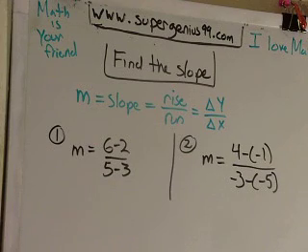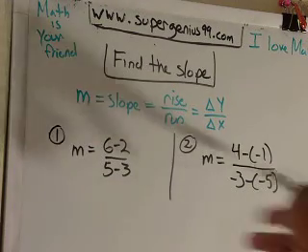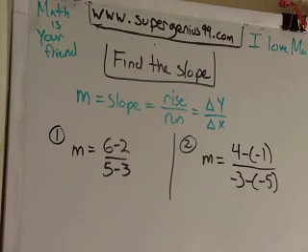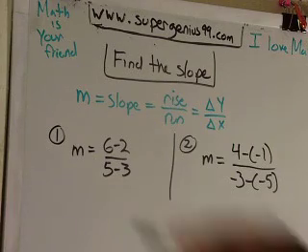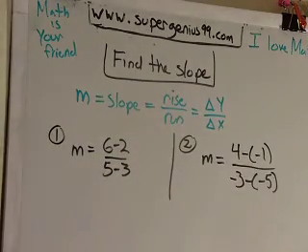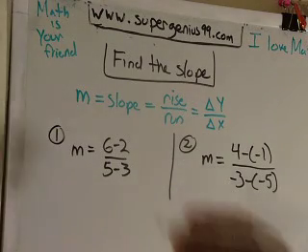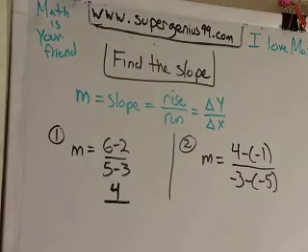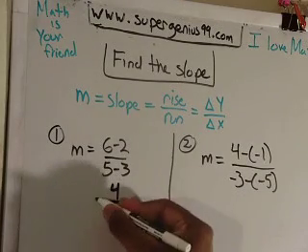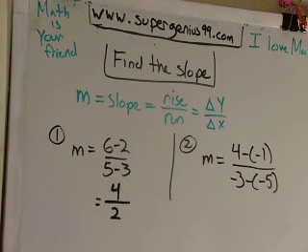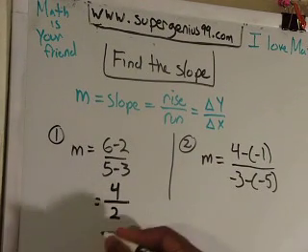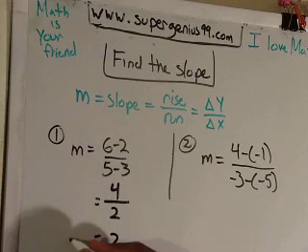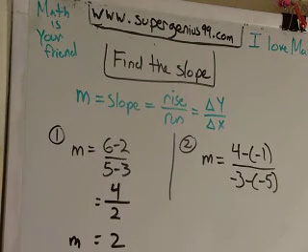In these first two examples, they just kind of give us the problems and we just have to simplify. For this first one, what is 6 minus 2? That's 4. And then what is 5 minus 3? That's 2. And then 4 over 2 is what? 2. So here, your slope would be 2.